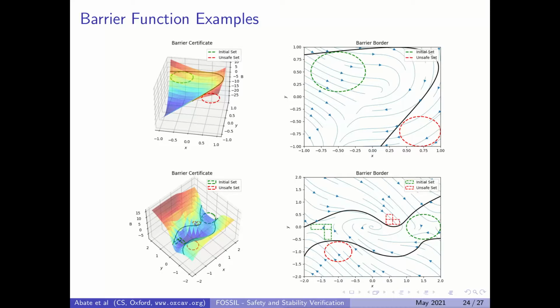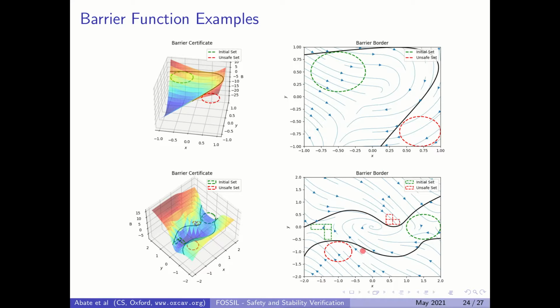I wanted to take this opportunity to illustrate some of the barrier functions that Fossil is able to synthesize. So these left-hand plots are the surface plots of the barrier functions, and the right-hand ones show the dynamical system involved. So this top system here is the dynamical system containing sine and exponential terms, as I mentioned before. This black line here is the zero contour of the barrier function. So as you can see, this black line serves as a separator or a barrier between this green initial set and this red unsafe set, with the system trajectories pointing inwards along the zero contour.